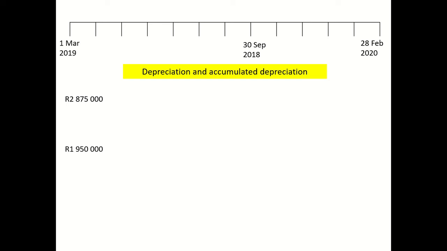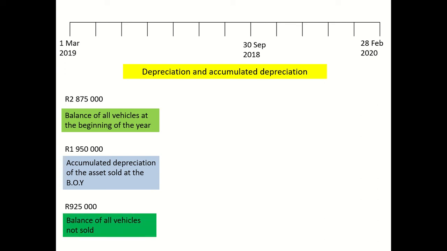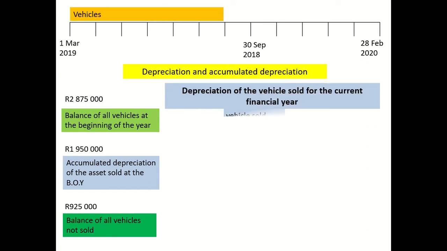Okay, meaning that accumulated depreciation balance at the end of the financial year will be 2,875,000 minus 1,950,000, and that will give you 925,000. Okay, that is accumulated depreciation balance at the beginning of the year, accumulated depreciation balance of the assets sold at the beginning of the year, and this is the balance of all vehicles that were not sold at the beginning of the year.